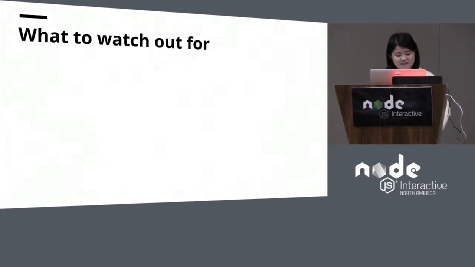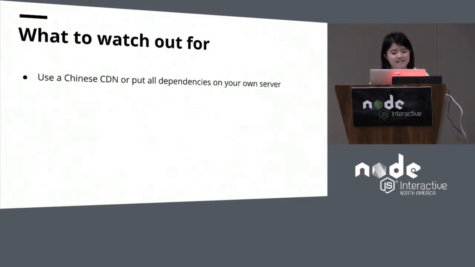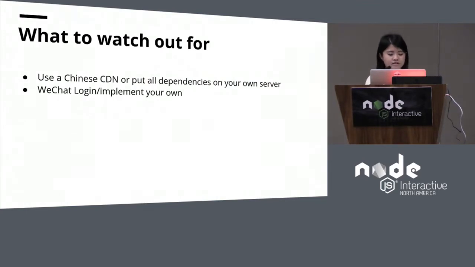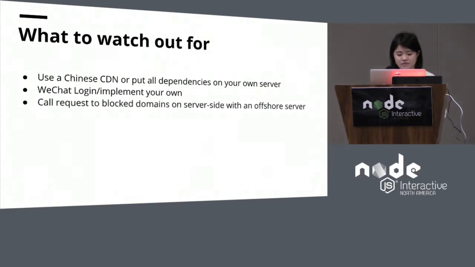So I'm going to talk a little bit about what to do to counter these things, and it's going to sound completely different and counterintuitive to what the best practices of the web are in the rest of the world. First, you want to use a Chinese CDN. That's okay. Or put all the dependencies on your own server, and that's very important. And the second thing is that there's an alternative to Facebook and Twitter logins called WeChat login. It's one of the biggest apps in China. Or implement your own login. This is a bit counterintuitive.